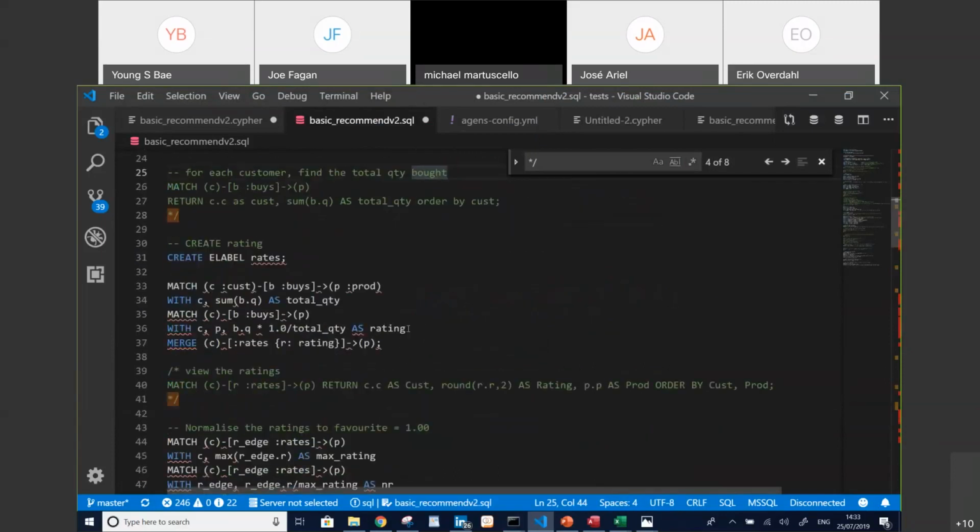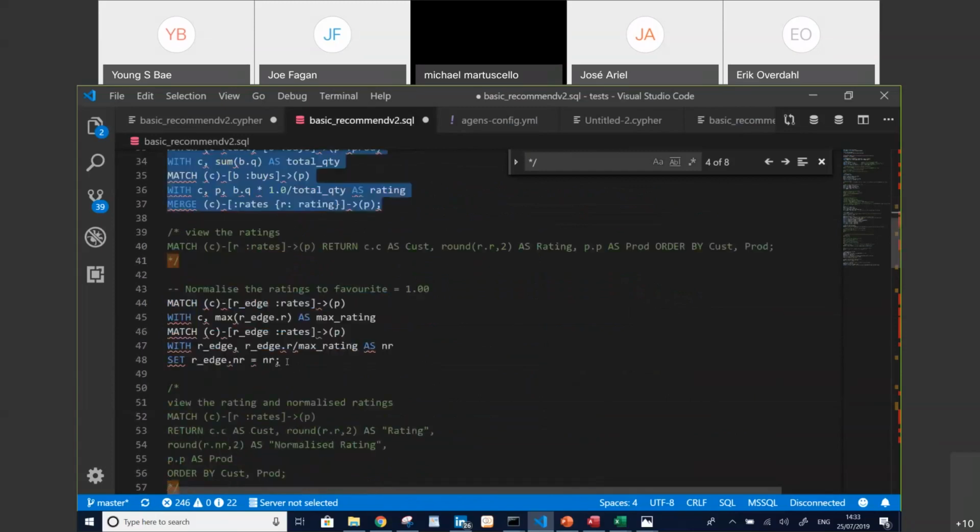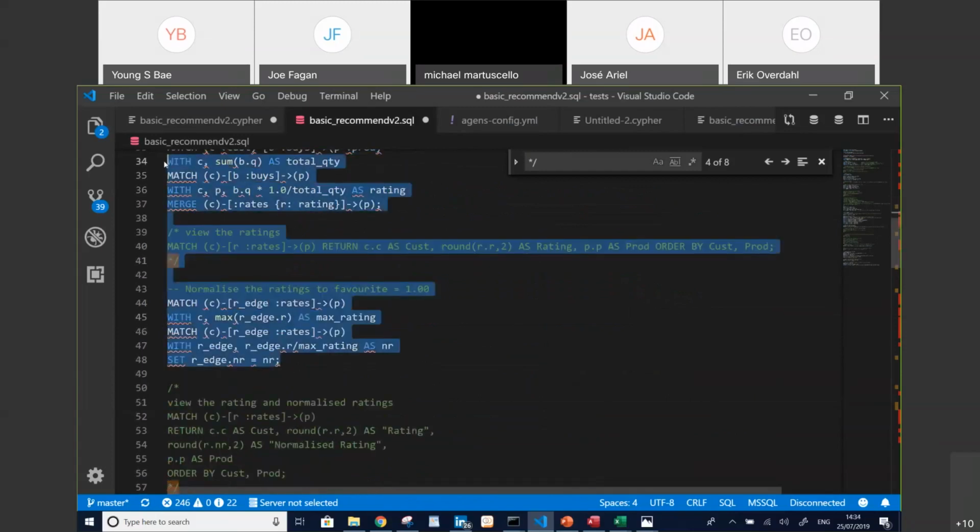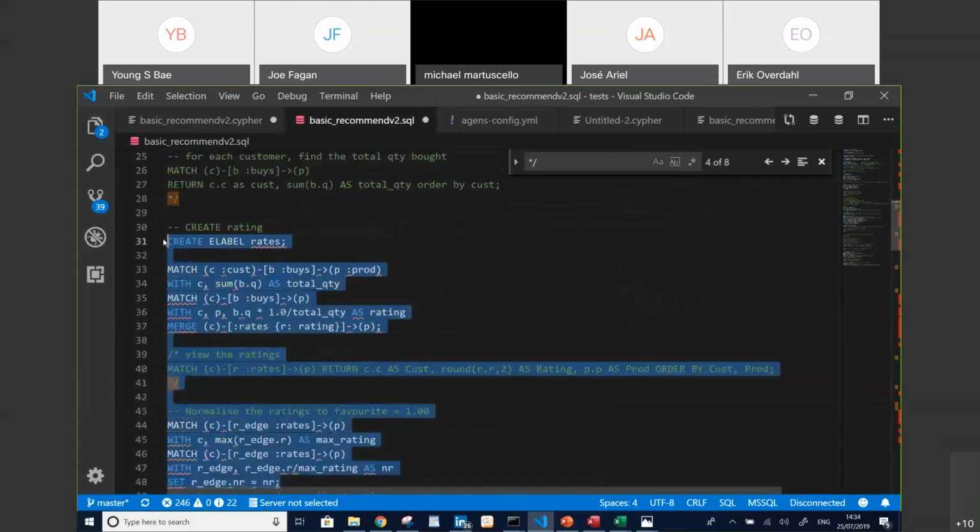To do that, remember, I had to get the sum of products bought for each row, and then I'm going to divide the actual quantity by the total quantity and call that rating. So I'm going to create a new edge called ratings. Then I'm going to normalize that. I'll do this all in one step, and then we will see I've created my ratings matrix.